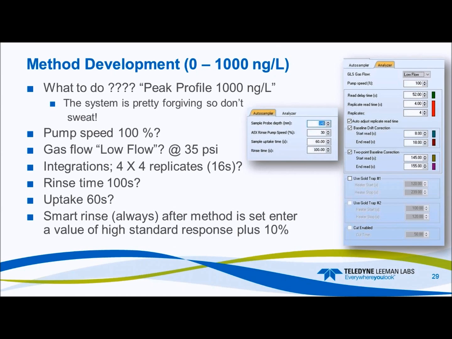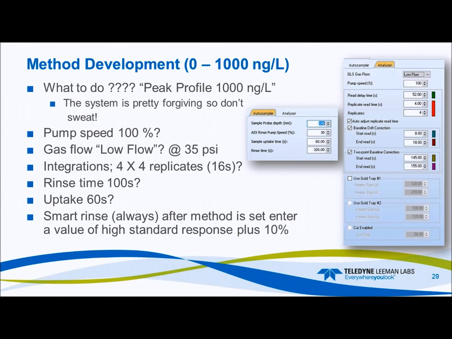So here we open this up and the pump speed's 100%. Gas flows at low flow and set to 35 psi because we're non-gold trap. Integrations are 4 replicates times 4 seconds over here, so that's 16 seconds total integration time. Our rinse time is 100 seconds and our uptake is 60. Is this going to work? I don't know. But let's give it a try and see what happens.